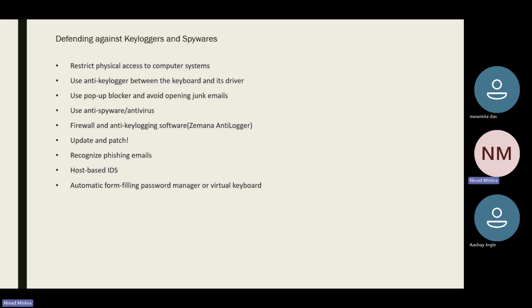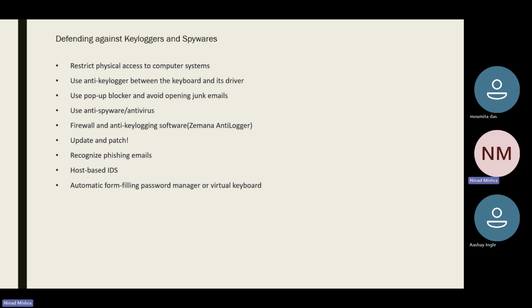Then avoid opening any junk mail. If you go to your spam folder, you will see lucrative mails that tempt you to click, but you should avoid them because most of the time they are keyloggers and spyware. There are also anti-keylogging tools like Gemini Anti-Logger, and other tools as well. Always keep your systems updated. Then recognize email phishing; we have a session on that as well. Host-based IDS, an intrusion detection system, is also there.